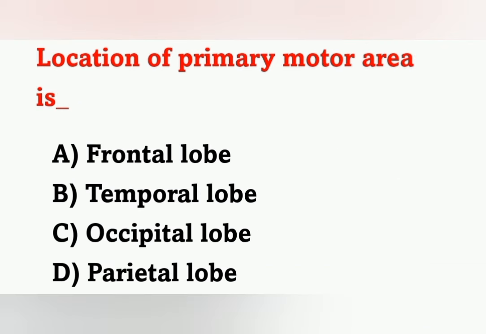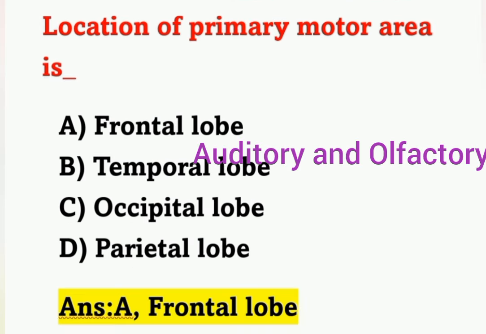And the next question, location of the primary motor area is: Option A, frontal lobe. Option B, temporal lobe. Option C, occipital lobe. And option D, parietal lobe. So where is the primary motor area located? It is in the frontal lobe. Option A is the correct answer.